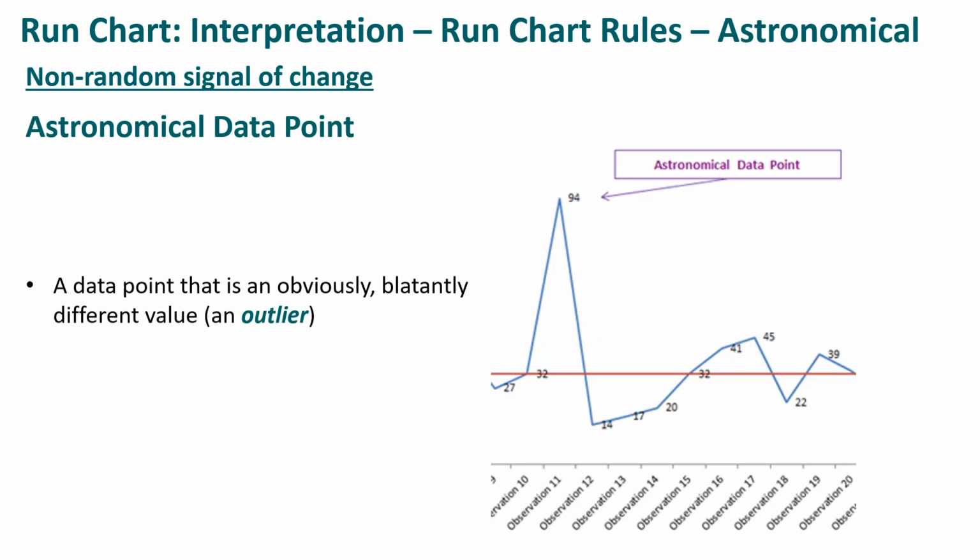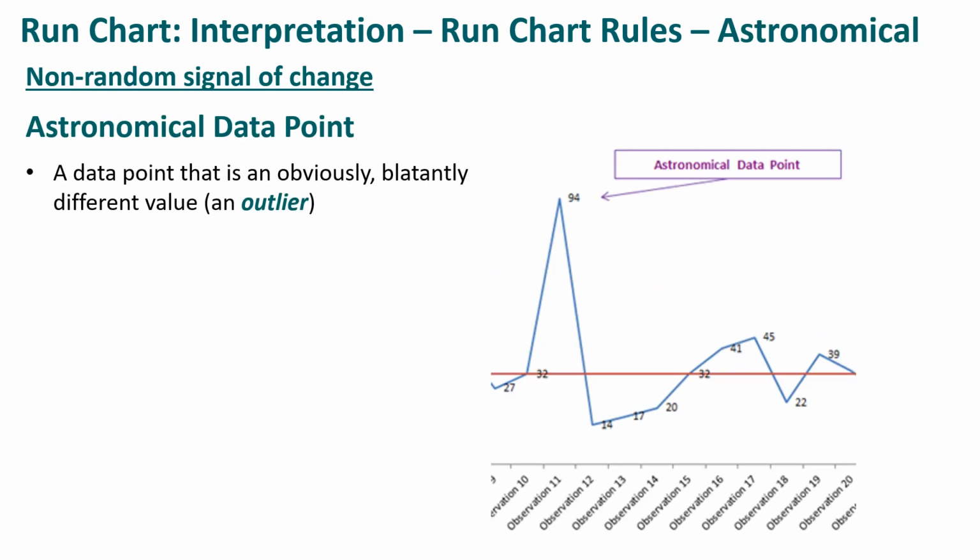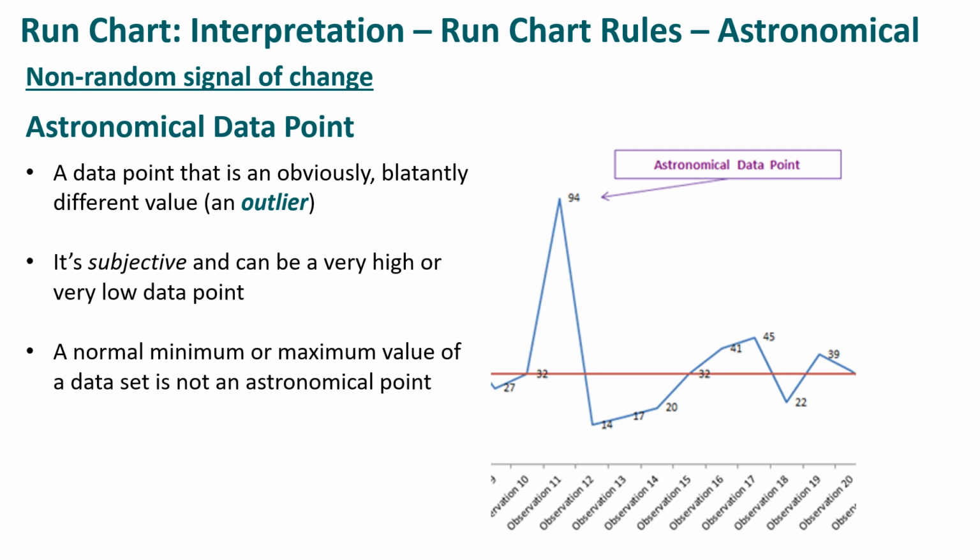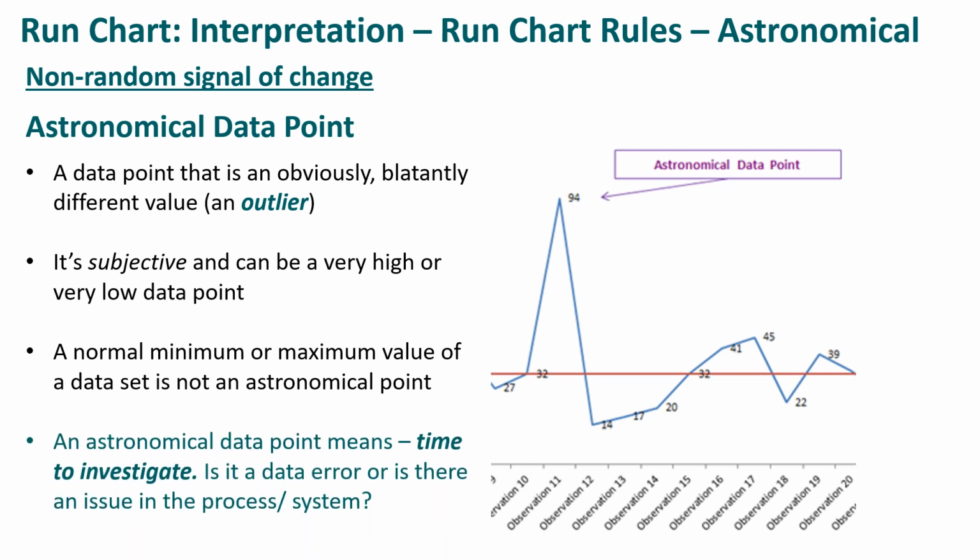So an astronomical data point is a data point that is obviously and blatantly a different value. It's an outlier, in other words. It's very subjective and it can be either a very high or very low data point in your chart. Just a reminder that your normal minimum and maximum values in a data set is not necessarily an astronomical data point unless it is an absolute outlier.